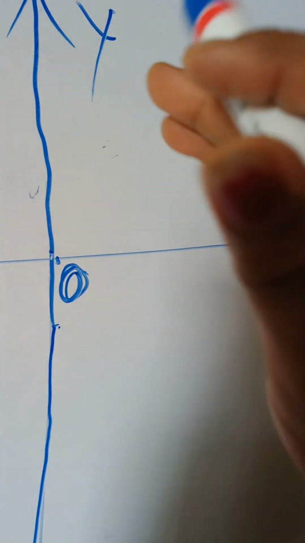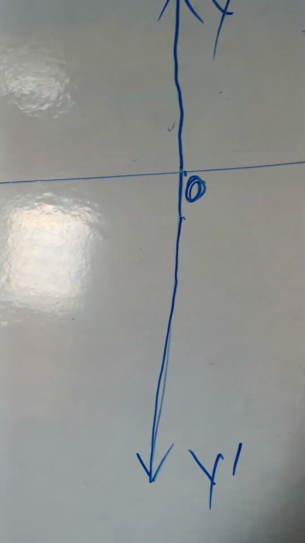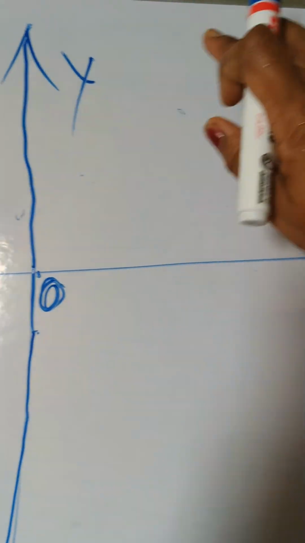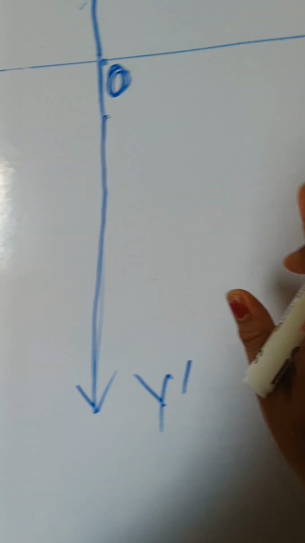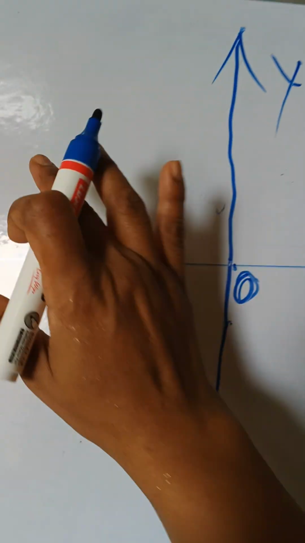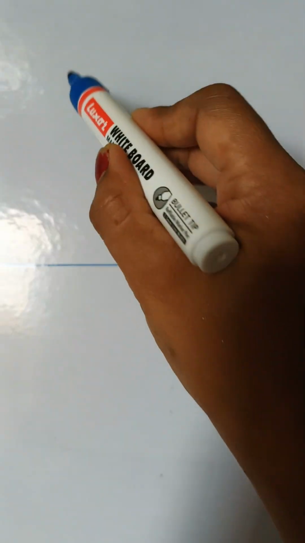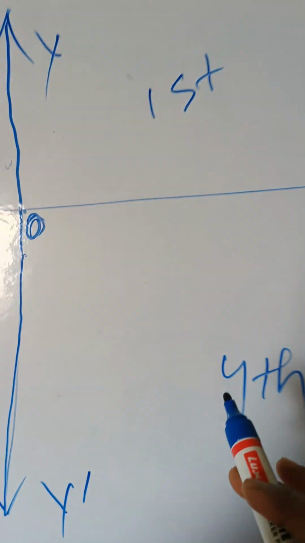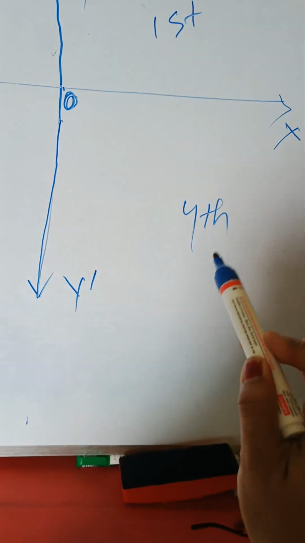And these two axes divide this whole plane, this Cartesian plane, into four quadrants. You can see this is one quadrant, this is another quadrant, this is another quadrant, this is another quadrant. In total there are four quadrants. This is called the first quadrant, this is the second quadrant, this one is the third quadrant, this is the fourth quadrant.